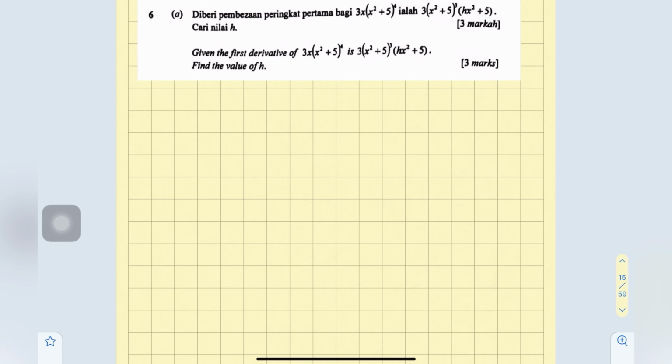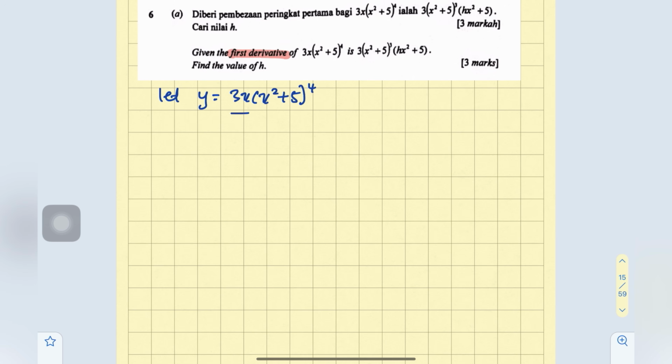Number 6a, given the first derivative of 3x, x squared plus 5 power of 4 is 3x squared plus 5 cubed times hx squared plus 5. Find the value of h. Okay, so to find first derivative, kita guna ni lah, differentiate sekali. So let y equals to 3x x squared plus 5 power of 4. Kalau kita tak nak guna let pun tak apalah, tapi saya nak guna supaya nampak dia punya step.